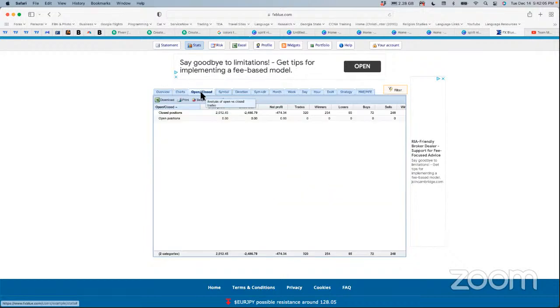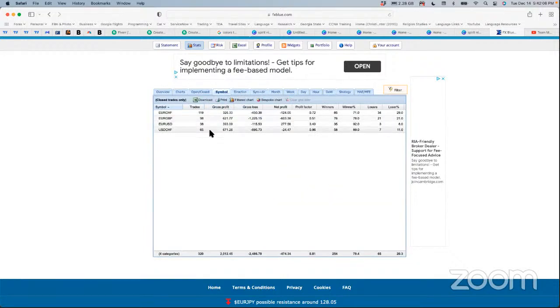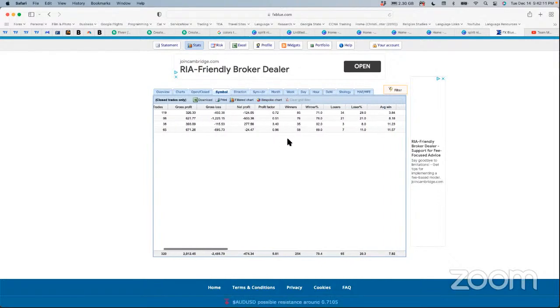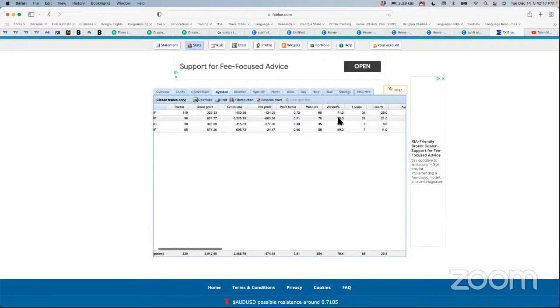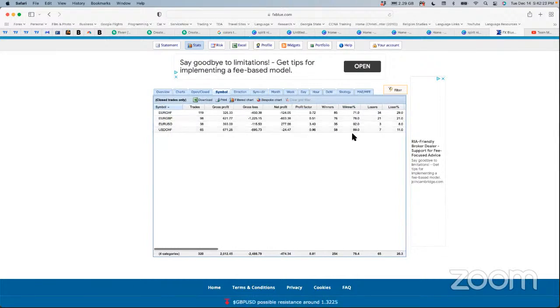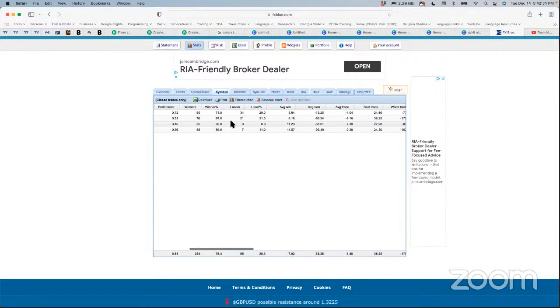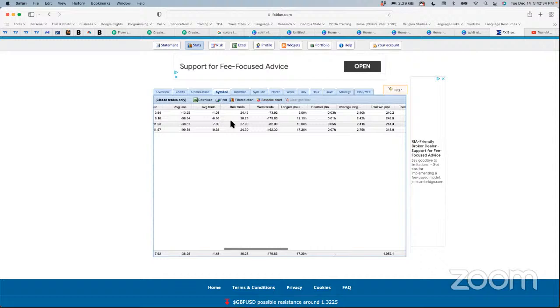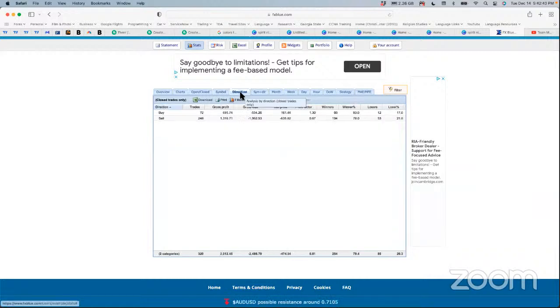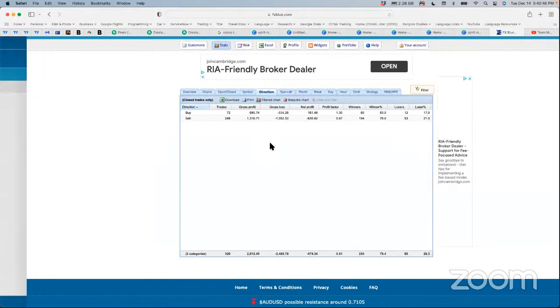So we can kind of go into more detail, right? We already seen the symbols. We can see his winning percentage on Euro CHF is 71, Euro GBP 78, Euro USD 92, USD CHF 89%, right? So it's still lining up. So we need to see further what's going on with why this person would be having a losing account. These are the same questions you would need to be asking yourself, right?